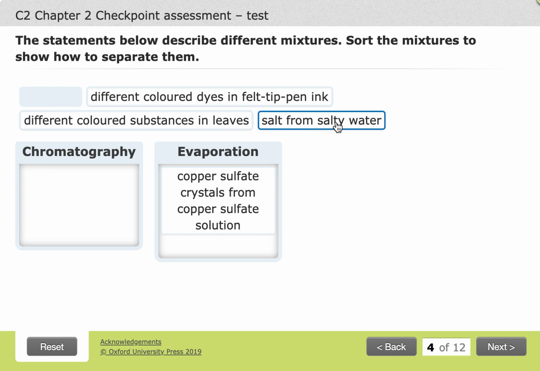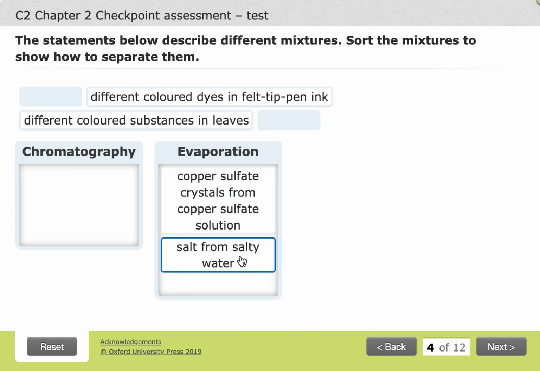We use the same technique for salt from salty water. We add heat to the solution, allowing the water molecules to escape, leaving behind the solute, which in this case is salt.